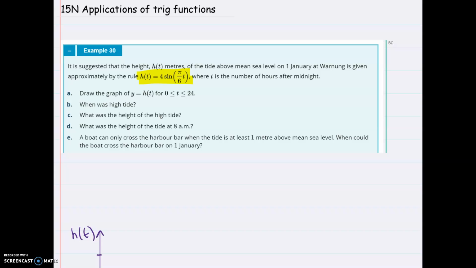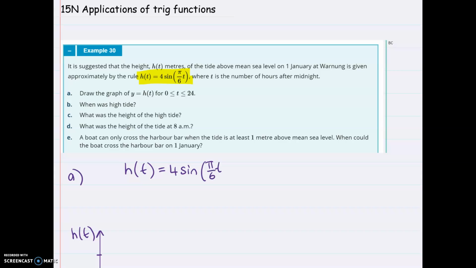So there's an a value and a b value, something at the front of sine and something with the t. T here is the number of hours after midnight. For part A, we want to draw the graph for the first 24 hours, the graph of y equals h of t for t lying between 0 and 24. So if we have a look at our function, h of t equals 4 sine pi on 6t.